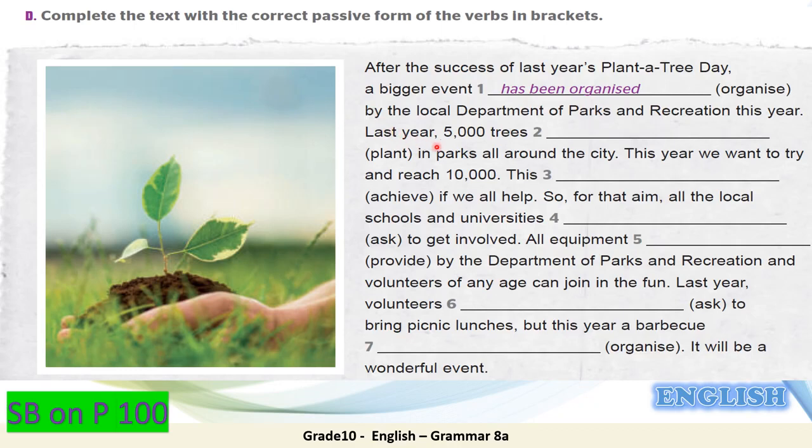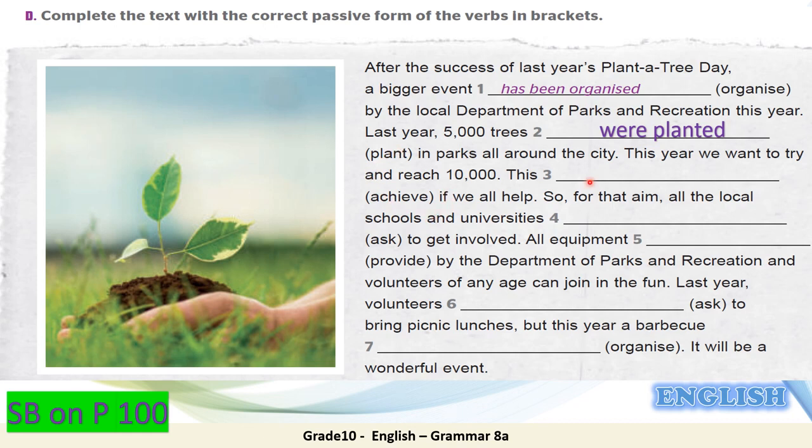Now, last year, 5,000 trees, and we have verb to plant. Last year. So, in which tense should we put here the passive form? Very good. The past simple. Verb to be should go in the past simple plus past participle of verb plant. So the correct answer is, excellent, were planted. In parks all around the city. This year we want to try and reach 10,000. This verb to achieve. If we all help.